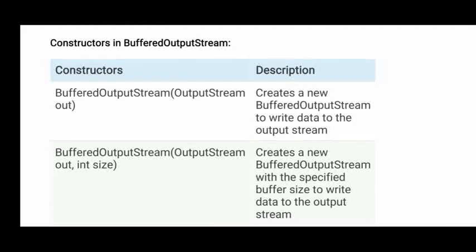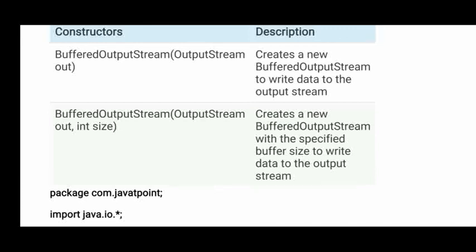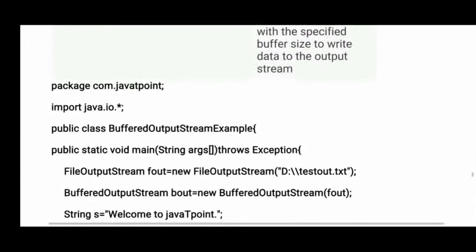BufferedOutputStream, in the brackets as a parameter you should give the output stream object, which is out. Now you see the description. It creates a new buffered output stream to write data to the output stream. Next, BufferedOutputStream again, in the second constructor we are giving a size, how much you want to write. Understood? Now the third one, now you see the example program.